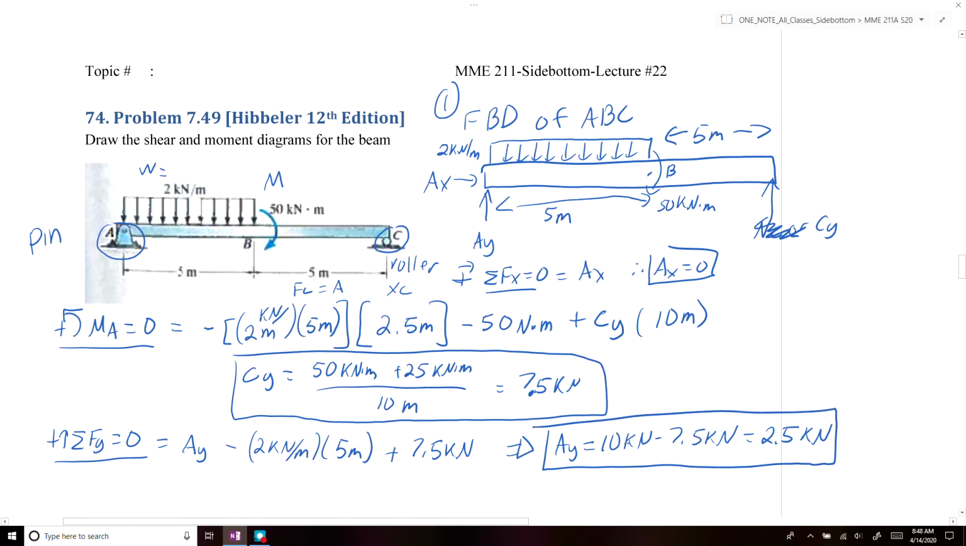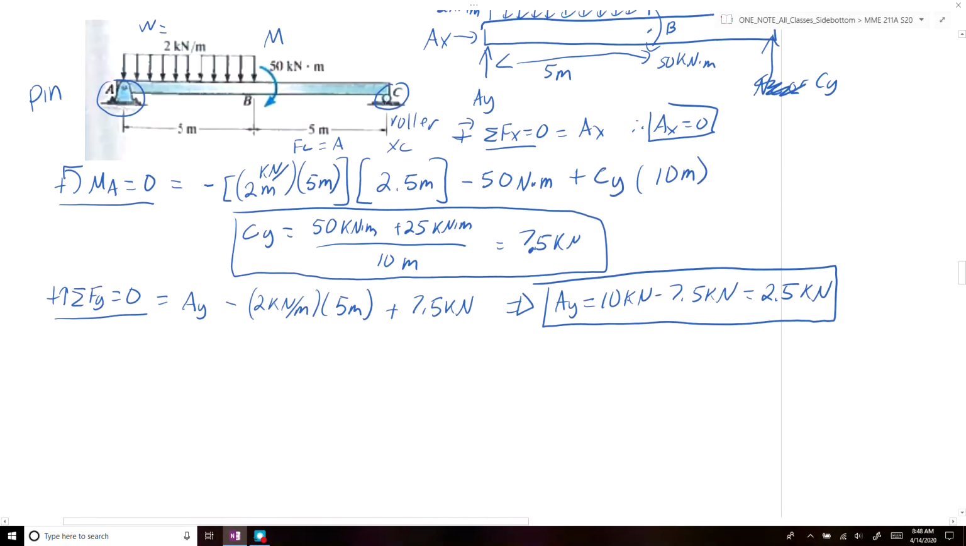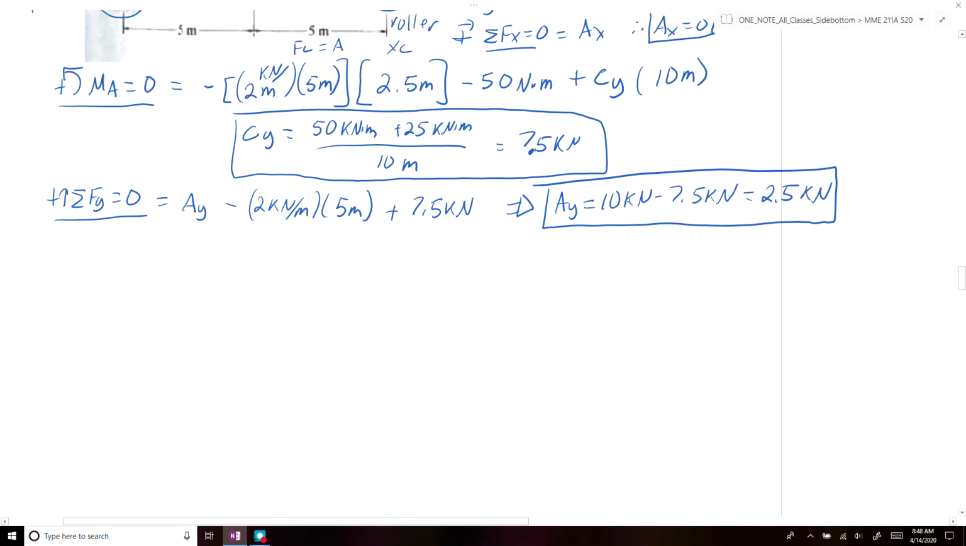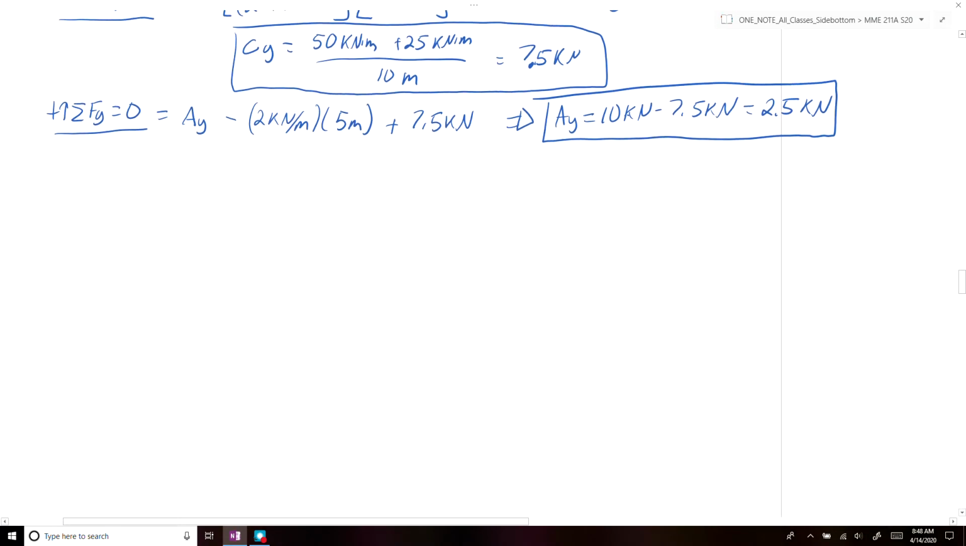Alright, so that's the first step done. We were able to solve for all of our reaction forces. Once all the reaction forces are known, we can now draw our shear diagram and our moment diagram.